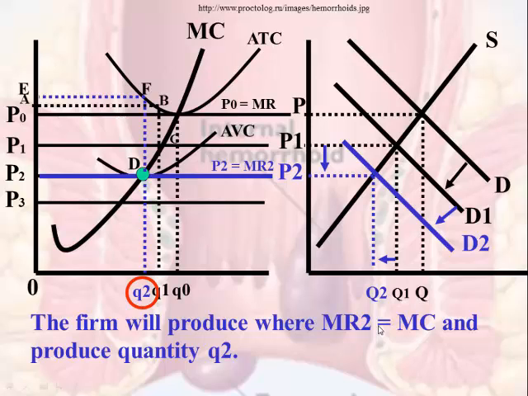What is this area of P2 EFD? This is the area of fixed cost. The farmer now has no revenue left over to pay any of its fixed cost. The farmer can do this. The farmer could shut down if he or she wants to. If it shuts down, it still has to pay the fixed cost. The farmer is indifferent on staying in business or shutting down.